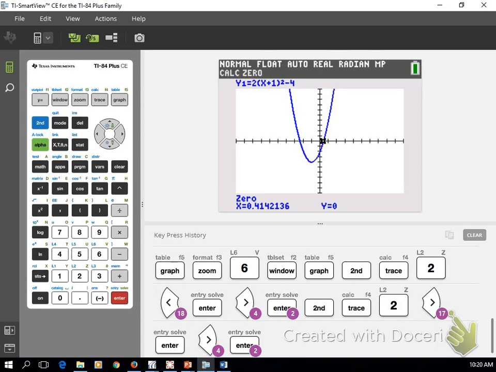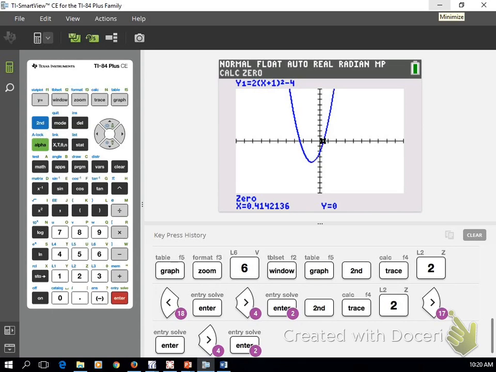And again, Casio users, once you have yours graphed, you're just going to hit second solve and go find the roots. And it'll calculate it a little bit more easily than what the TIs do. So that's a quick reminder on how to do that.